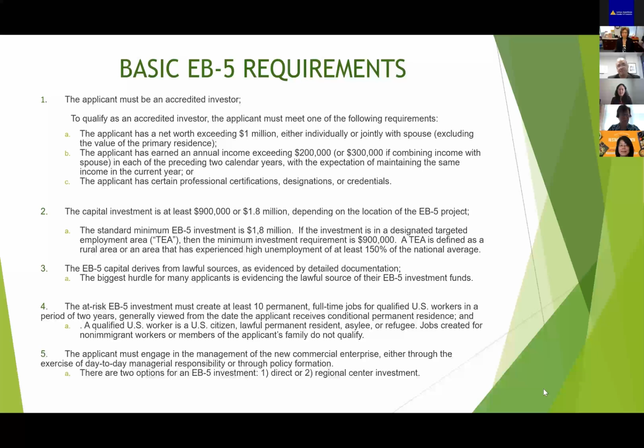It is a very popular program in the business community, and obviously with international investors. It's had some challenges, including a big one coming up. But it's been a very good program. So EB5 is, as mentioned, a path to permanent residency here in the United States.